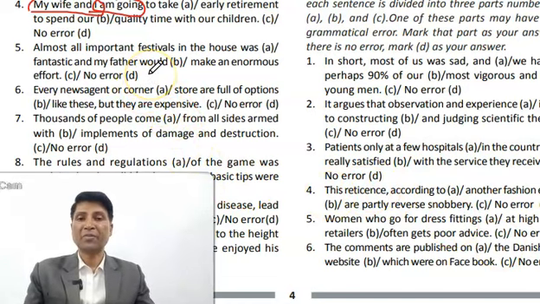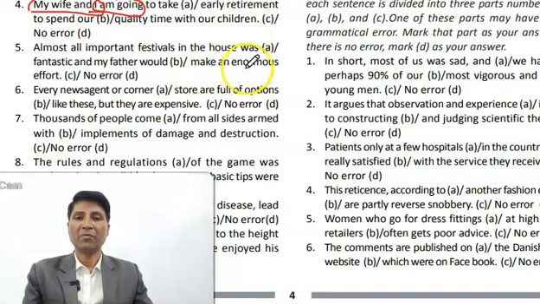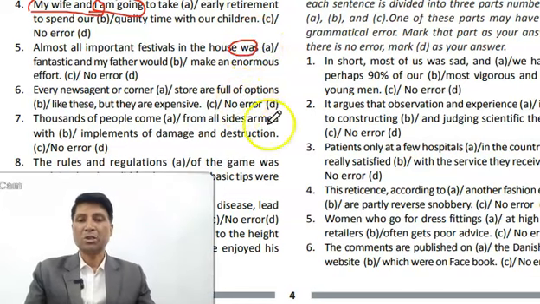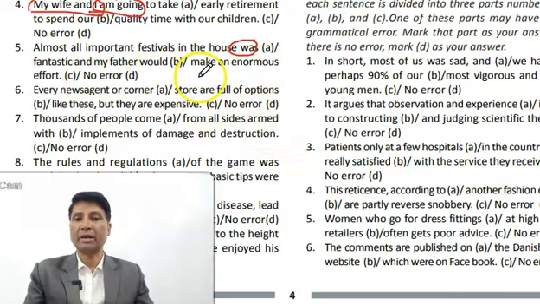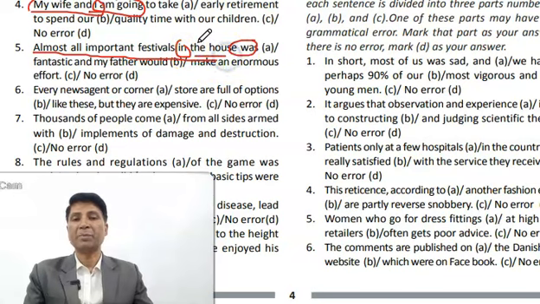Almost all important festivals in the house was fantastic and my father would make an enormous effort. Full stop, no error. Moving on to our first step. Find out the finite verb, which is was. Now let us find out the subject, whether it is on the left hand side or right hand side. So here see, almost all important festivals in the house. There is a preposition coming over here. And the noun or pronoun coming after the preposition cannot be the subject. It means my subject lies somewhere here.